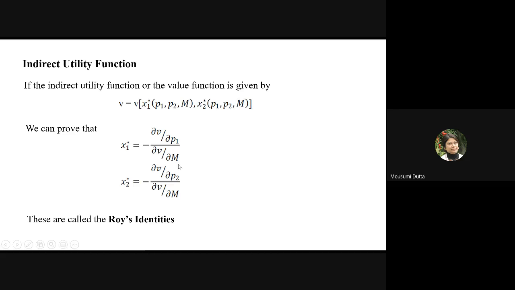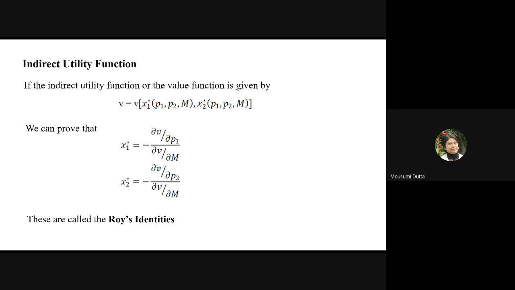So we can prove that. Actually, we would like to prove this: x1 star is equal to minus del v by del p1 divided by del v by del m. Since we are talking about comparative statics, for the value functions we will take the derivatives with respect to the parameters of the model. We will take the derivative of v with respect to p1, p2, m, etc.